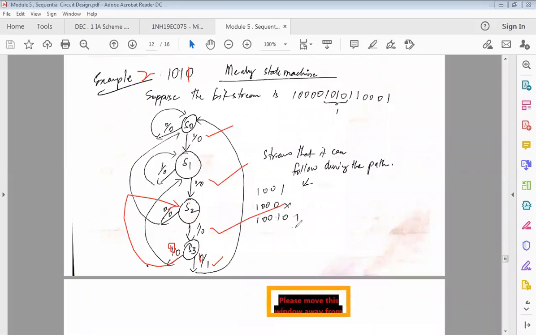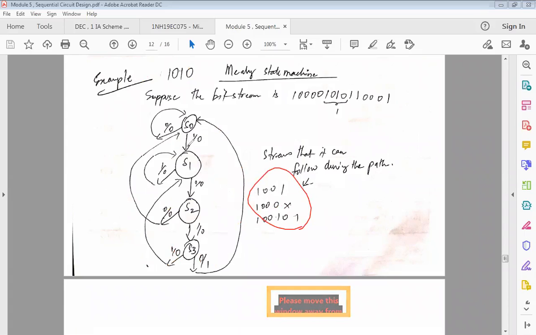Now here you can see that I have written the streams that it can follow during the path. So during the path, what all streams can it come across? It can come across 1001, 10, 01, or sometimes it can be 100. I don't care. Step by step it is going to check, and ultimately once a sequence is detected, then immediately my output is going to turn 1. It means that yes, I have received your pattern. Whatever pattern you have given me, I have received.